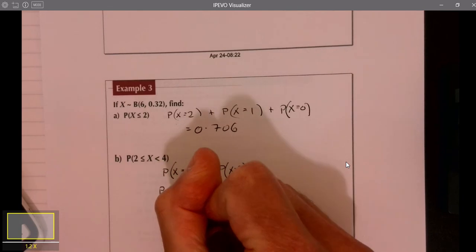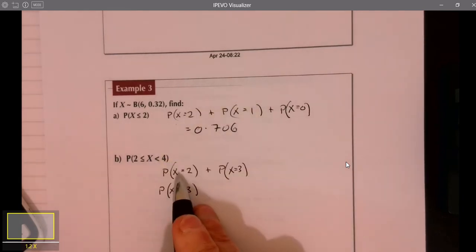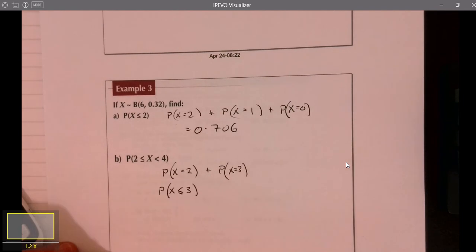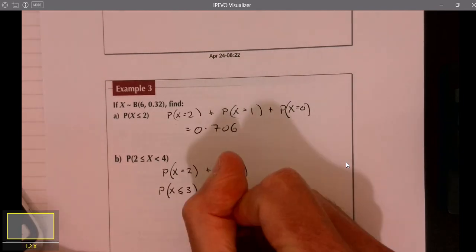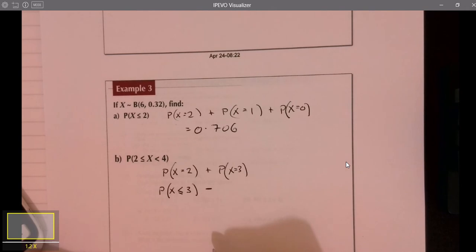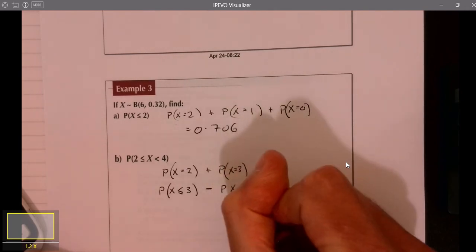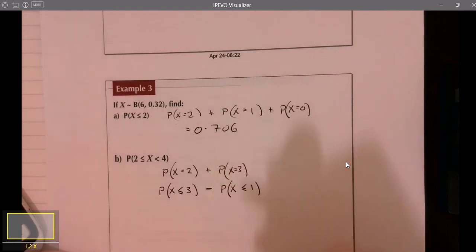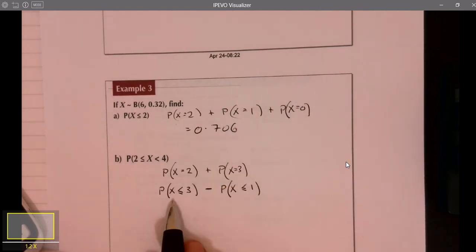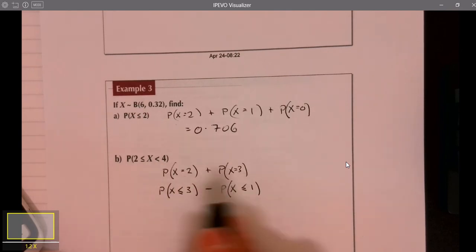Probability that x is less than or equal to 3. I could work out these two separately and just add them together. Yeah, that's fine. I'm just trying to show you a different way of doing this. And then we could take away the probability that x is less than or equal to 1. So I could find out these two. So that would give me the same answer as this, because I want the 2 and the 3.